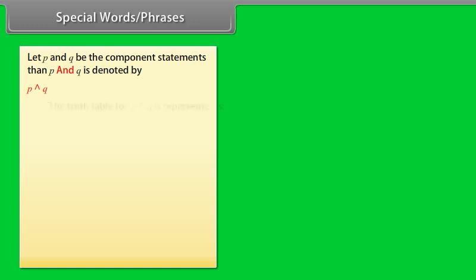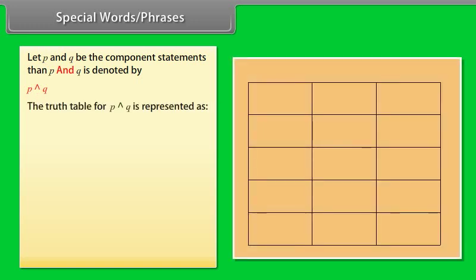Let P and Q be the component statements, then "P and Q" is denoted by P ∧ Q. The truth table for P and Q is represented as: for P true and Q true, P and Q is true. For P true and Q false, P and Q is false. For P false and Q true, P and Q is false. For P false and Q false, P and Q is false.